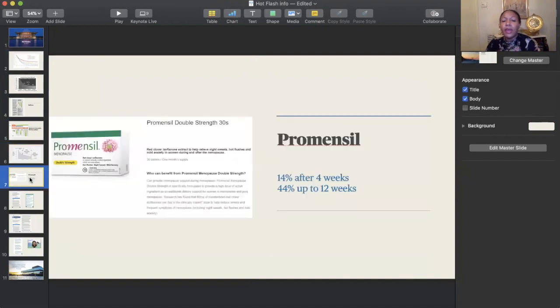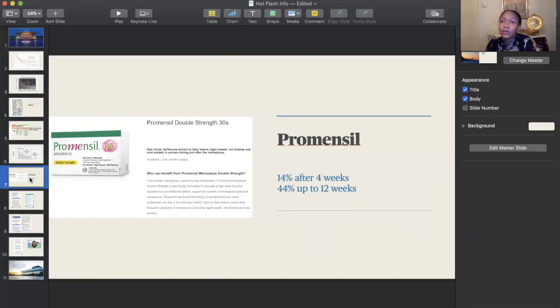So the next thing that I have a good number on is red clover isoflavones. So a lot of people have heard of soy isoflavones. A lot of people don't want to use soy. So these are isoflavones that come out of red clover. So this one has a study, 14% after 4 weeks. That's not a fabulous reduction, so I don't have a lot of people on this product, and 44% up to 12 weeks. So for the people that it works for, that's awesome.